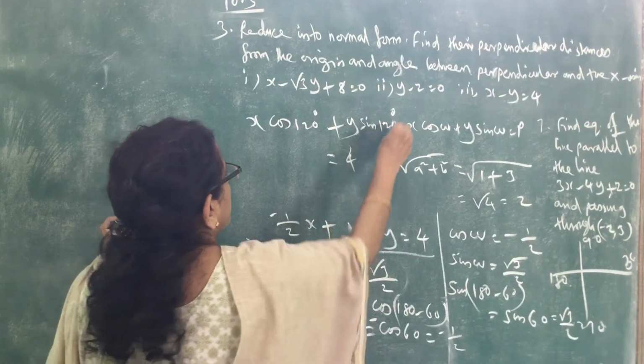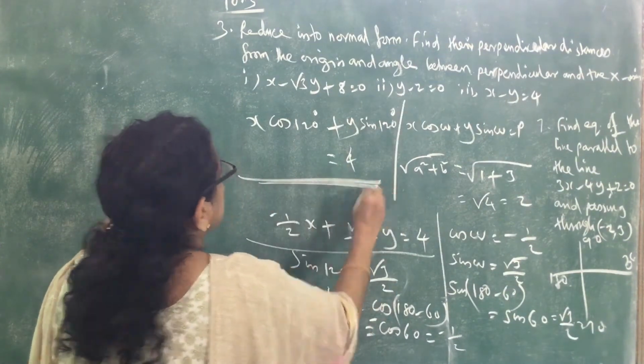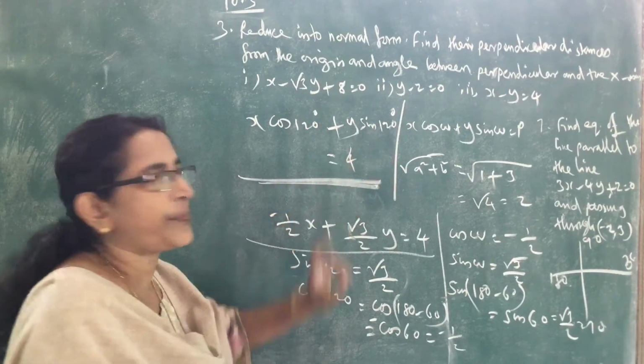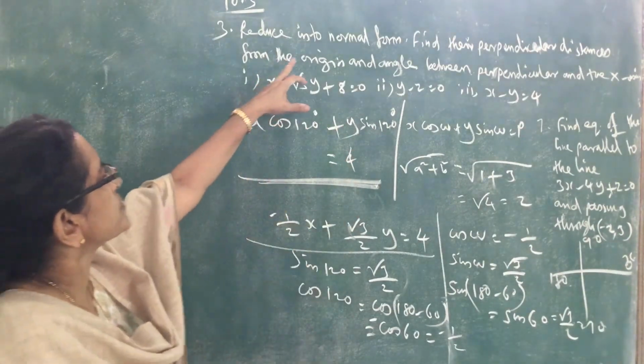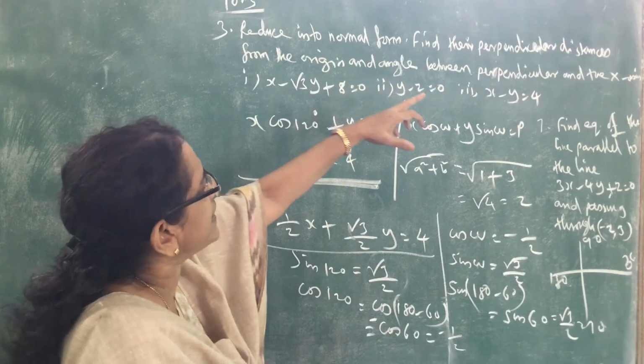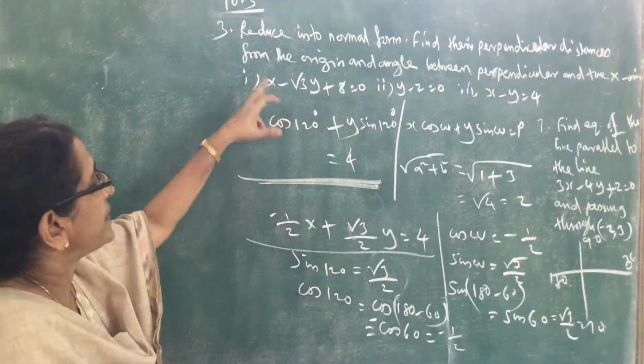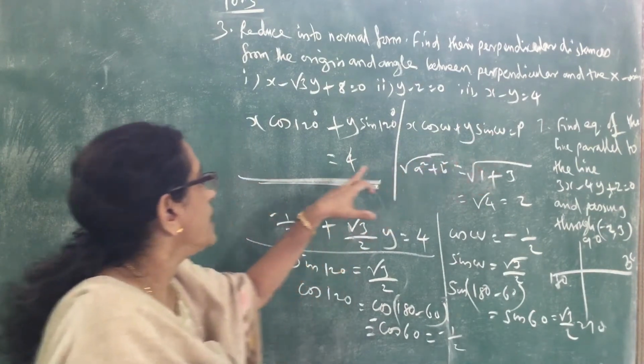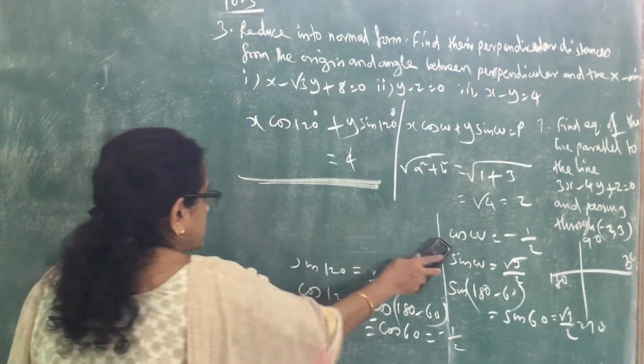Here it is 4. So that is the normal form, x cos omega plus y sin omega equal to p. Now the question is reduced to the normal form and we can find the perpendicular distance. So perpendicular distance from the origin is 4. P is the distance, so 4 is the perpendicular distance.